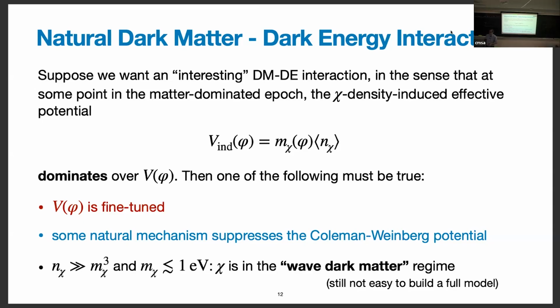Sorry, maybe I missed it. But in the context of axion, how would you produce these chi particles as dark matter? So are you assuming the phi are not dark matter? The chi are the dark matter.